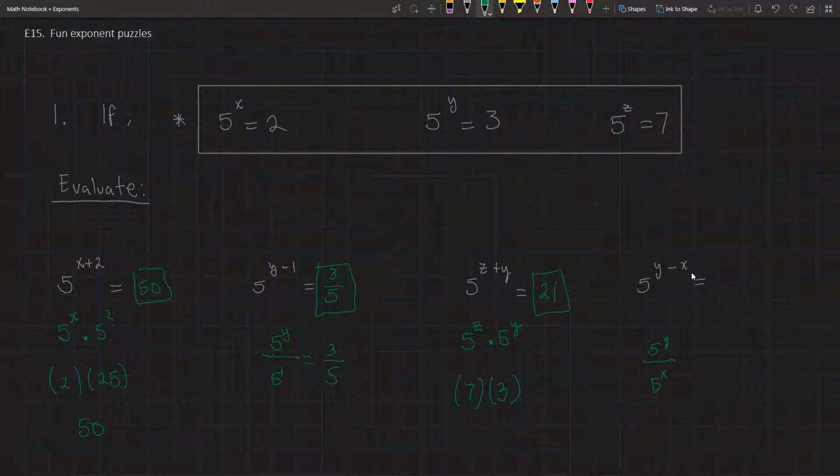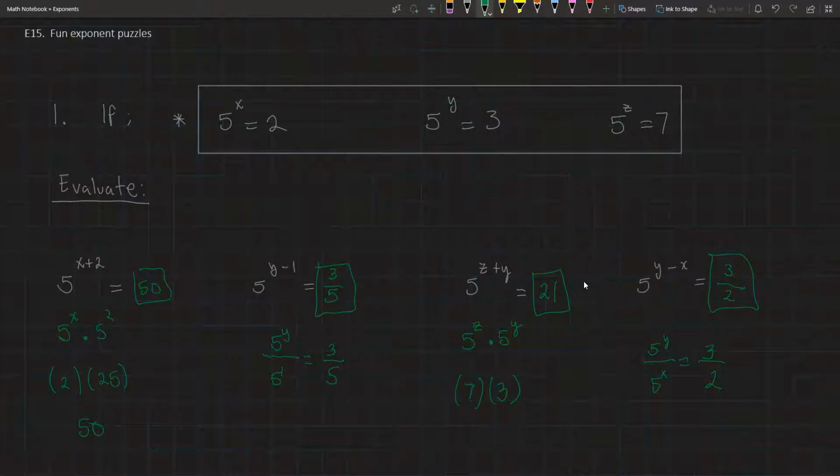And this right here is 5 to the y minus x. Did we write it in the correct order? Yes, we did. And let's make some substitutions. What is 5 to the y? 5 to the y is the same as 3. And 5 to the x is 2. So be careful. It almost looked like 3/5 again, right? But it's not. It's 3 over 2. There we go. We're able to evaluate the first 4 exponential expressions.